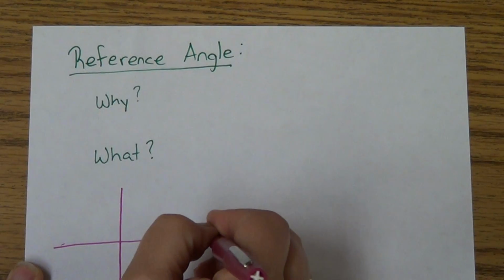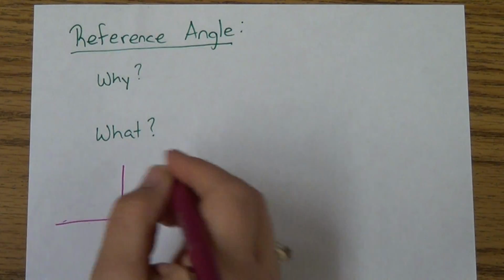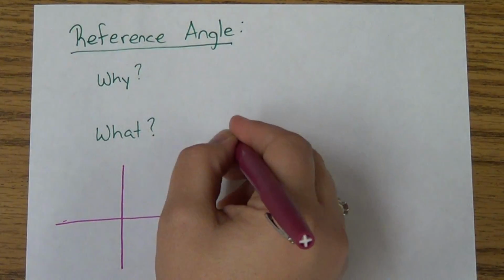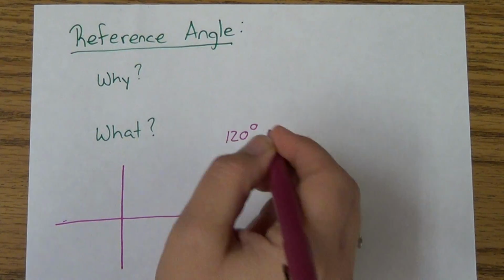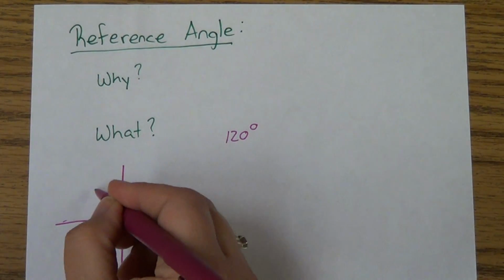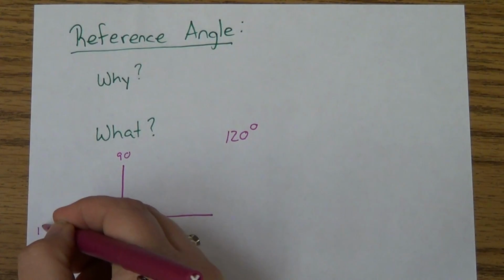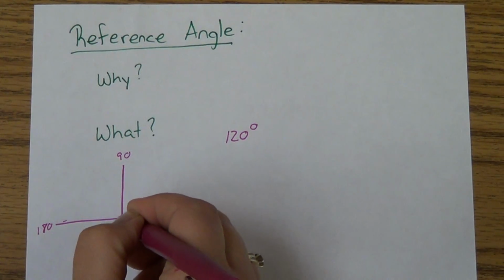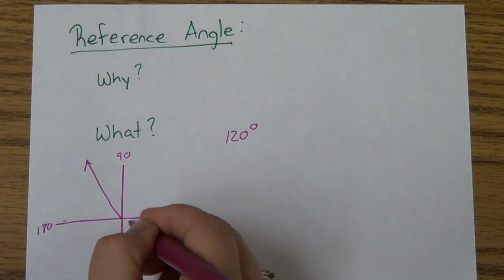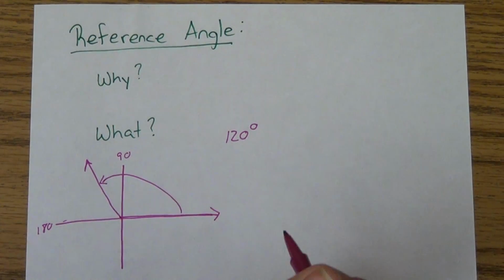If we have our X and Y axis here, and we draw in our angles just like we normally do, let's pretend we want to draw a 120 degree angle. So we know that's a positive 120. We go counterclockwise. This is 90. This is 180. So 120 is up in this direction somewhere. So this is a 120 degree angle.